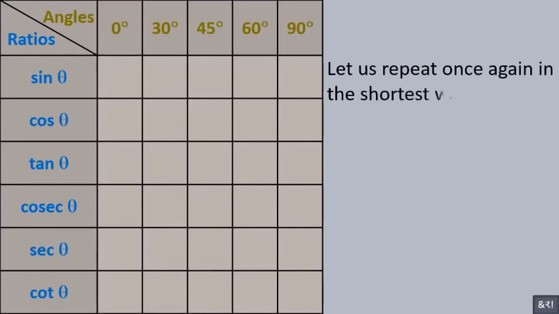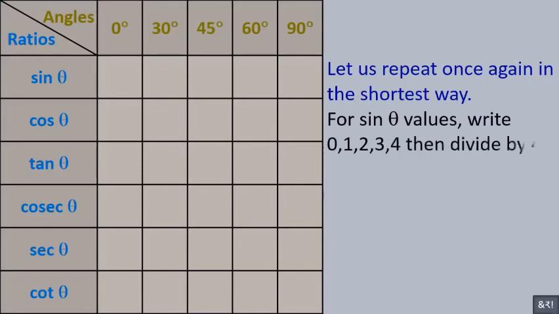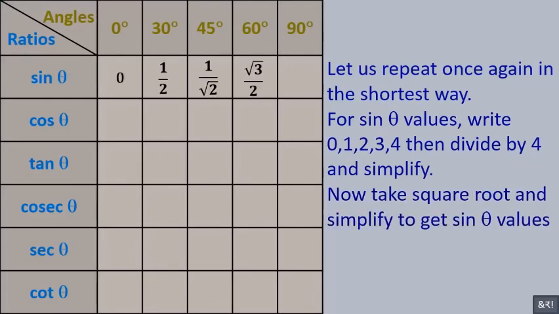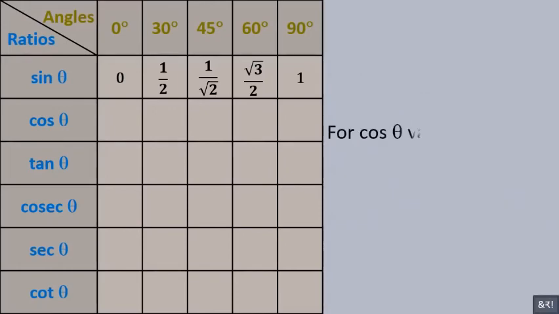Let us repeat once again the shortest way. For sine theta values, write 0, 1, 2, 3, 4, then divide by 4 and simplify. Now take the square root and simplify again to get sine theta values: 0, 1 by 2, 1 upon under root 2, under root 3 by 2 and 1.